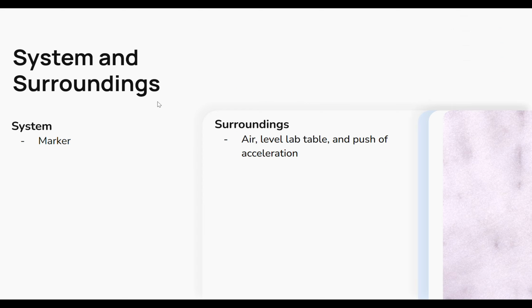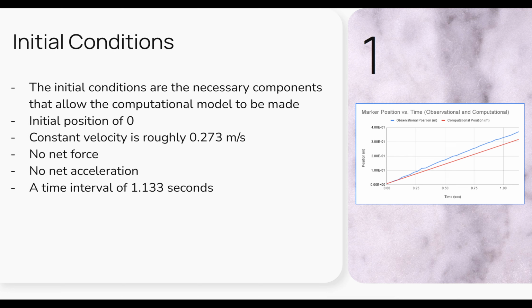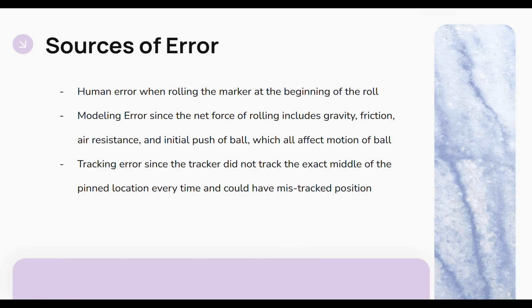So as far as system and surroundings go, obviously the system is the marker. The surrounding is the air, lab table, and push of acceleration. The initial conditions, like we've talked about, are necessary for the computational model to actually be formulated. These include constant velocity of 0.273 meters per second, no net force, no net acceleration, and a total time interval of 1.133 seconds.